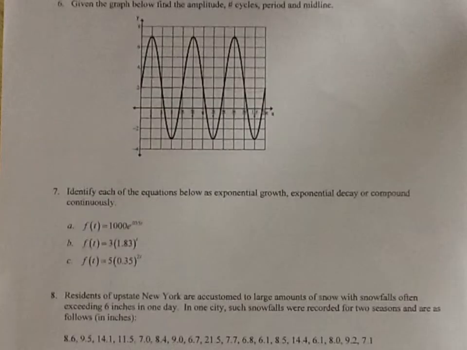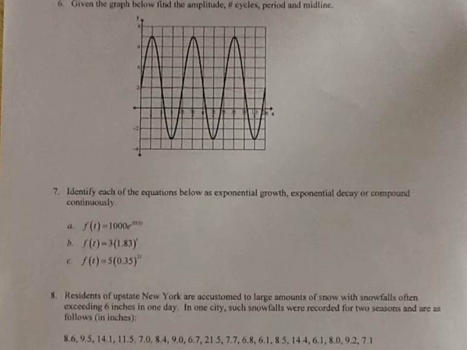Okay, so let's take a look at number 6. It says, given the graph below, you want to find the amplitude, the number of cycles, the period, and the midline. So what you want to do first is find that midline. You have to find the midline in order to find the amplitude and the rest.